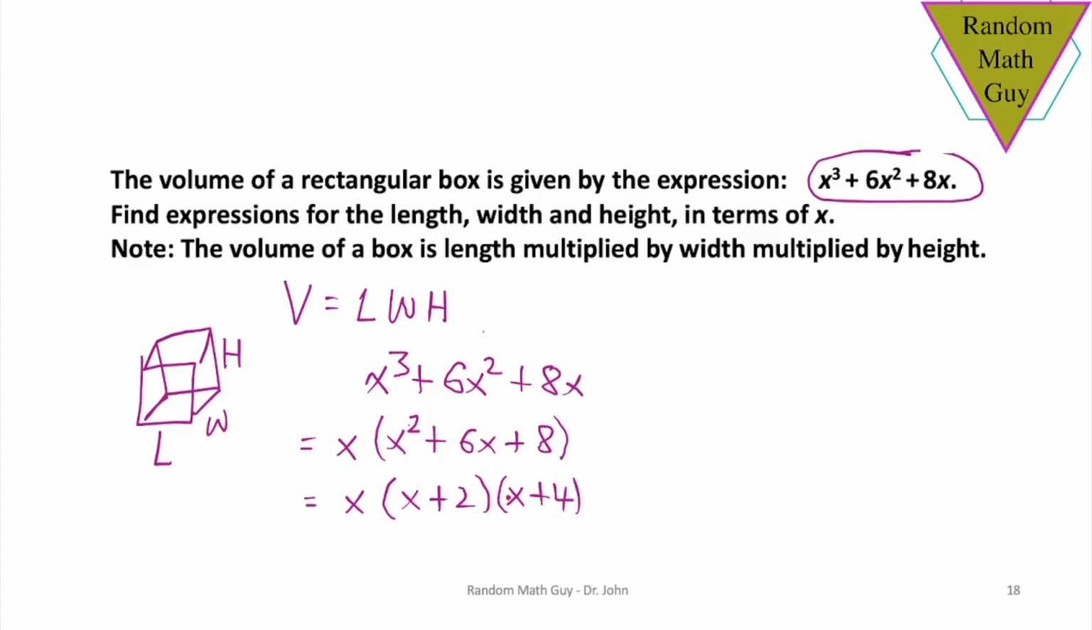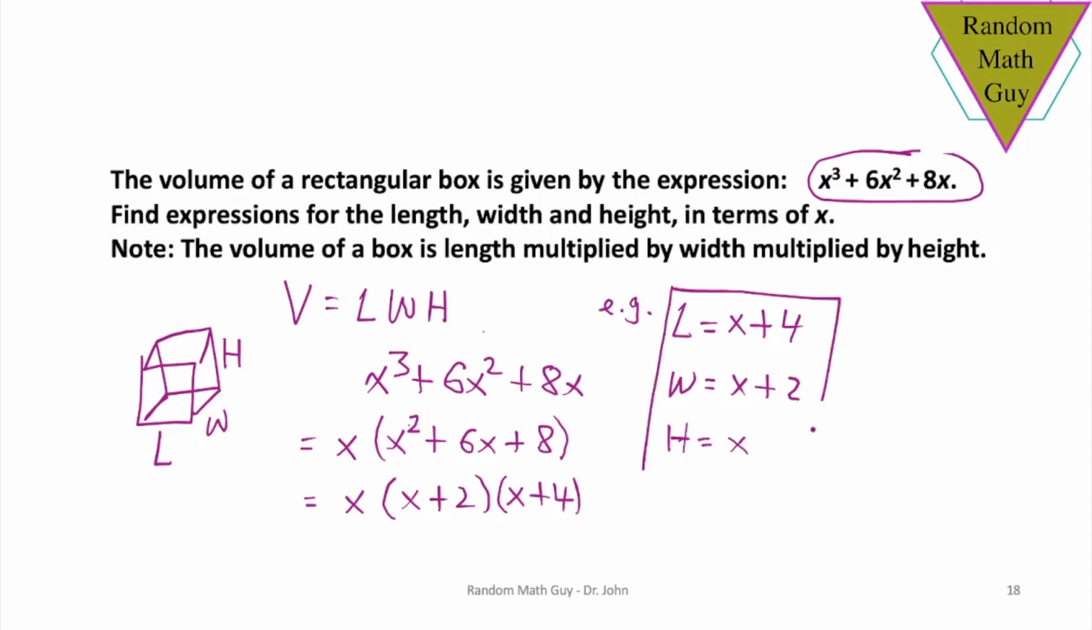Which is which? Well, it doesn't really matter what you call what here. So as an example, I'll just say here, for example, let's make the length the biggest one. X plus 4. Relative to x, I mean. The width, I'll make it x plus 2, and the height is x. If you did pretty much any permutation here, you'd be okay, and most teachers wouldn't really worry too much about that.